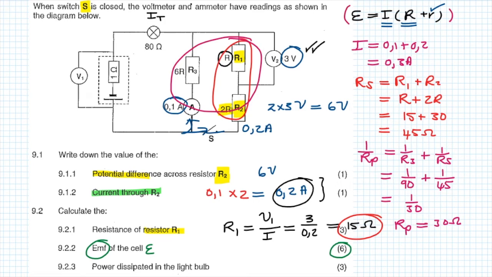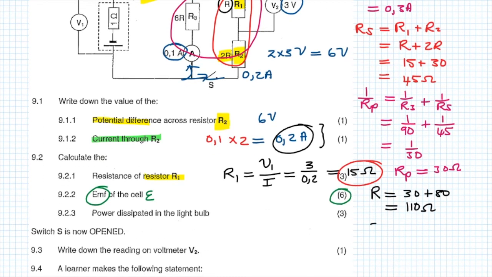Now, going back to this formula, we have the value of Rp. We still need the total resistance, so we must not forget about the light bulb, which has a resistance of 80 ohms. This light bulb is connected in series to the parallel connection. So in the end, we know that R, which is the total resistance or the load, or the external resistance, is going to equal 30 plus 80, which gives us a total of 110 ohms. Now, going back to the formula at the top, we say EMF is equal to I times R plus small r.